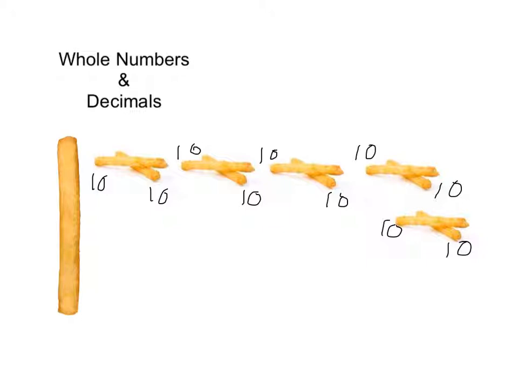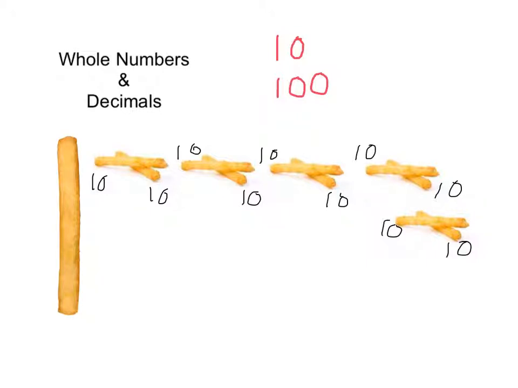Now, in order to find out how many tiny bits that's going to be, let's count by tens. Do it with me now. 10, 20, 30, 40, 50, 60, 70, 80, 90, and 100. 100 tiny little bits of French fry just from this single fry right here. So the first time we cut the fry, we cut it into 10 pieces. But the second time we cut those fries again, they ended up being 100 pieces.